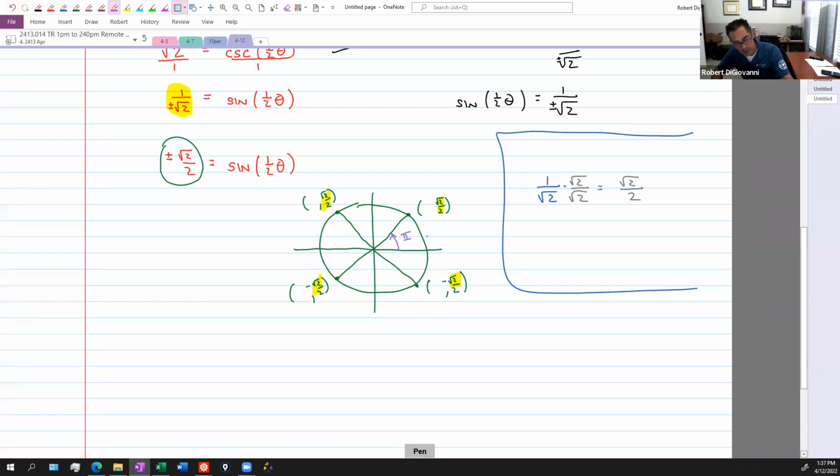Okay, my original angle was pi over 4, right? To jump to another one, I need to add pi over 2. And then to get to the next one, another pi over 2. And then to get to the next one, add another pi over 2, right? And then to get back to where we were, add another pi over 2. So the general solution to this is start at pi over 4 and add to it n multiples of pi over 2.